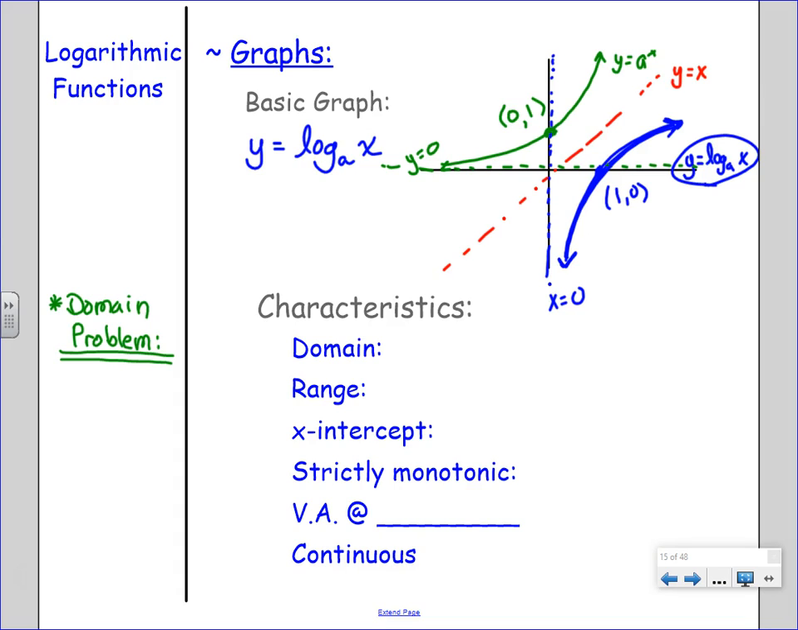So what's the logarithmic function's domain? Domain. Back in chapter 1, I said domain problems. Don't worry, we haven't looked at logs yet.